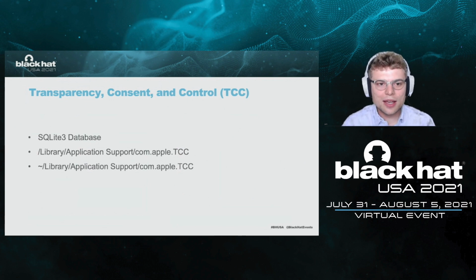TCC has SQLite 3 databases. These databases contain the rules, the permissions you have granted to the applications. You have one global database, protected by System Integrity Protection, placed in /Library/Application Support/com.apple.TCC directory. And for every user, you have another TCC database in the home directory, /Library/Application Support/com.apple.TCC directory. The first database, the global one, contains the permissions to, for example, full disk access. But the second one, the per-user database, will, for example, control your camera and user-specific directories like Desktop or Contacts.